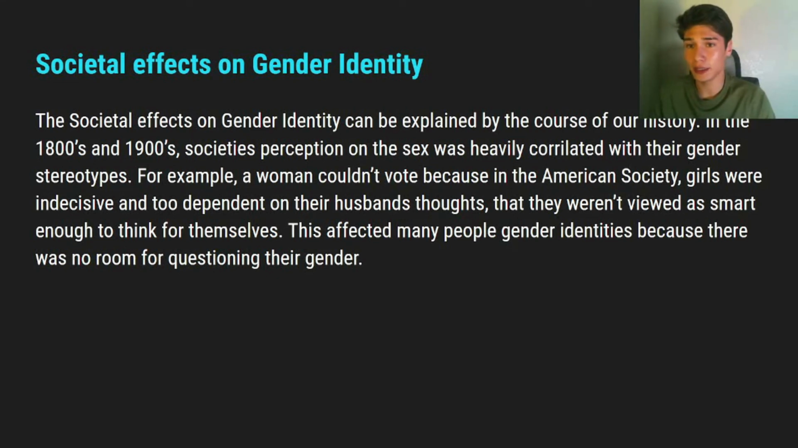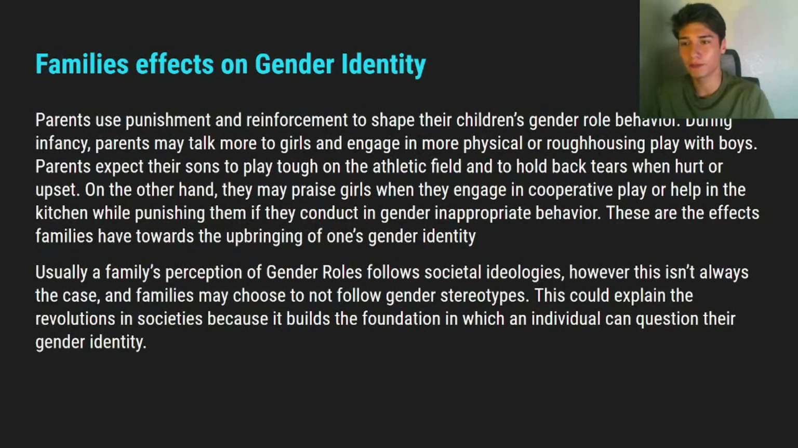So, society's effects on gender identity. The effects on gender identity can be explained by the course of our history. In the 1800s and 1900s, society's perception of sex was heavily correlated with gender stereotypes. For example, a woman couldn't vote in American society because women were viewed as indecisive and too dependent on their husband's thoughts. So they weren't viewed as smart enough to think for themselves. This affected many people's gender identities because there was no room for questioning their gender.